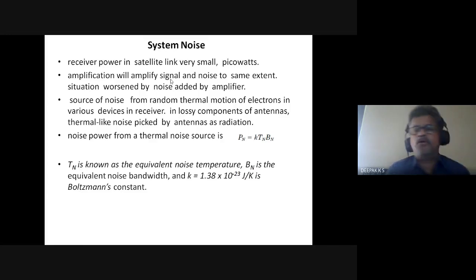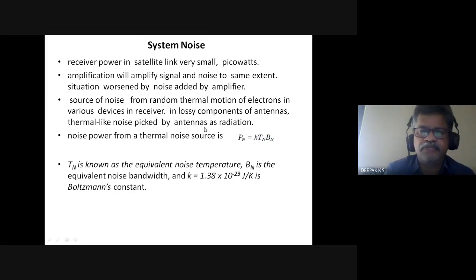So, regarding noise, source of noise. Major source of noise is thermal motion of electrons in various devices and receiver. Because of this random thermal motion of electrons, just due to the fact that there is temperature, the electrons are agitated and this random movement of electrons results in noise in various devices, in various components in the antenna, as well as thermal noise picked up by the antenna.